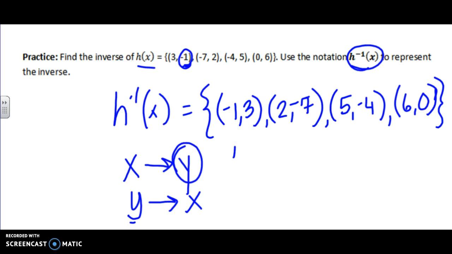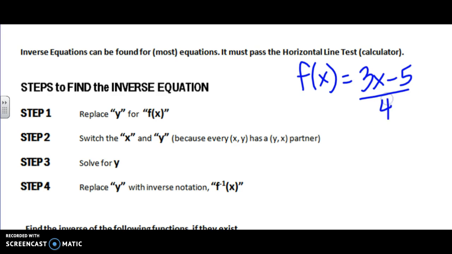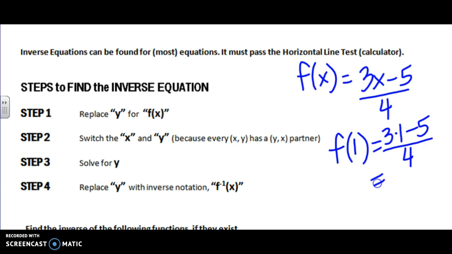Okay, so we're going to find a series of equations now that give us what those inverse equations are. Think about, I'm going to just make one up. Let's say I take an equation like f of x equals 3x minus 5, all divided by 4. I know if I plug in the number 1, it's going to give me some answer. I would do 3 times 1, get my answer to that, subtract 5, and then divide it by 4. So I'd get -2 divided by 4, and I would get -1/2.